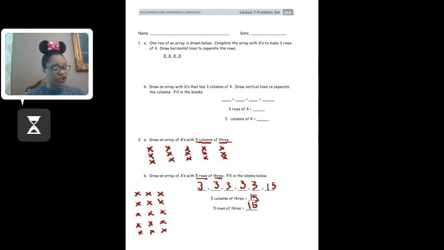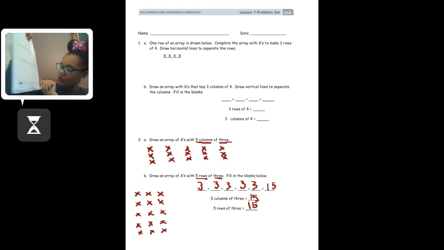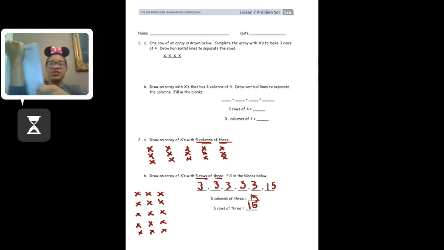We're going to turn our page to page 14. And then we're going to get started on the back. All right, see you in a bit.